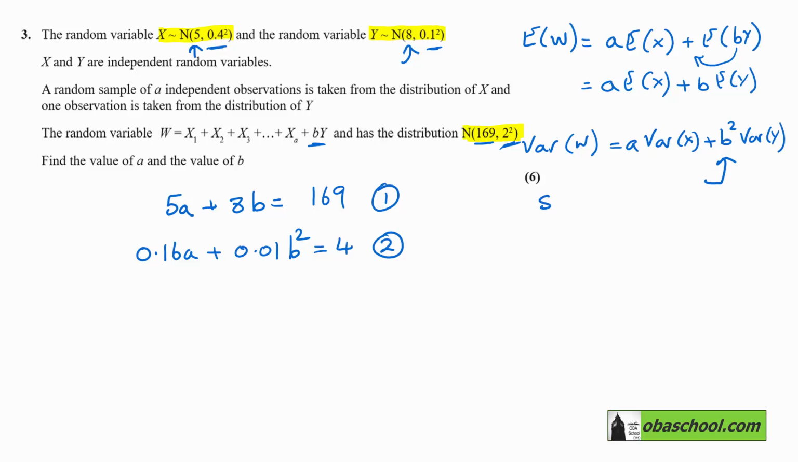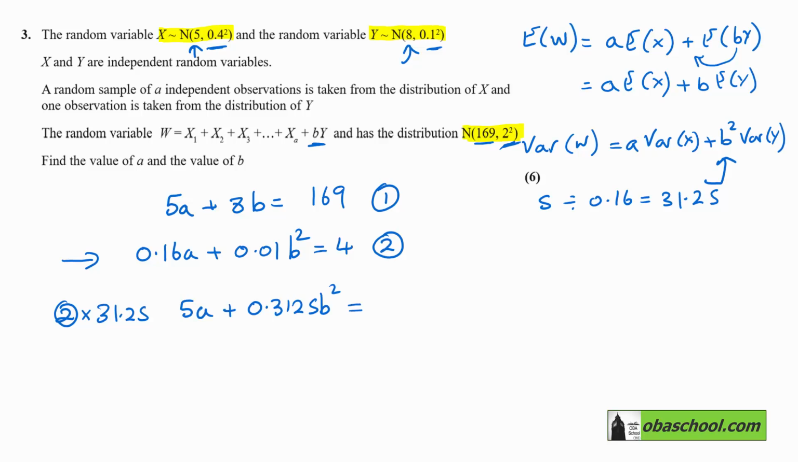Now, 5 divided by 0.16 is 31.25. So what I'm going to do is multiply equation 2 here by 31.25. And if I do that, I get 5A plus 0.3125 B squared is equal to 125. Let's call that equation 3. And then if we do equation 3 take away equation 1, the A's will disappear.